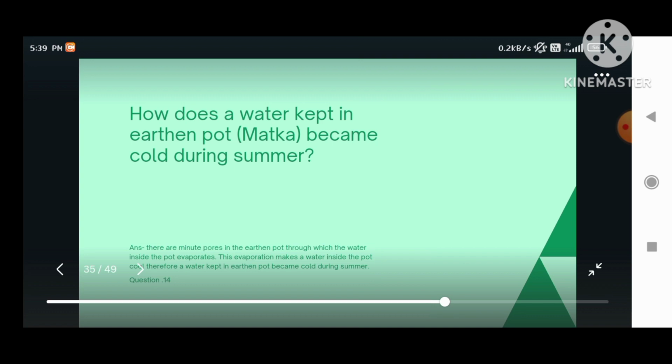How does water kept in an earthen pot become cool during summer? There are minute pores in the earthen pot through which the water inside the pot evaporates. This evaporation makes the water inside the pot cool. Therefore, water kept in an earthen pot becomes cool during summer.